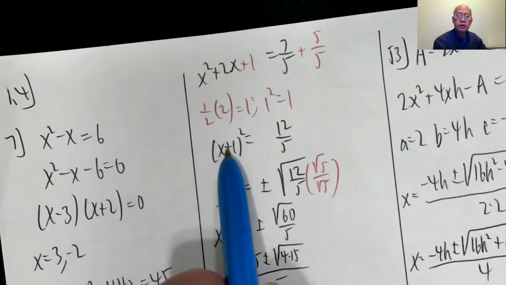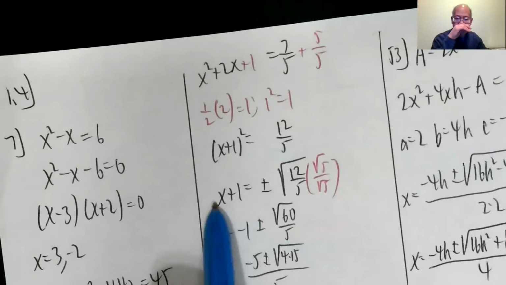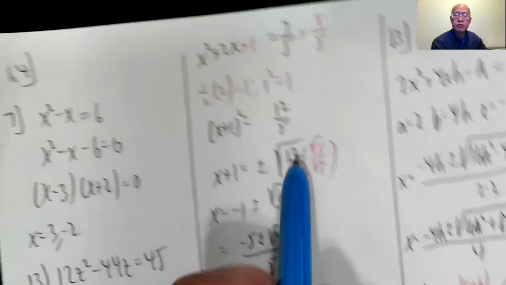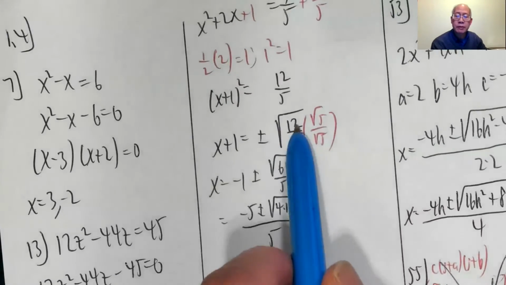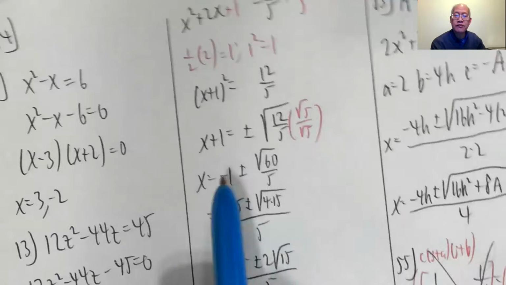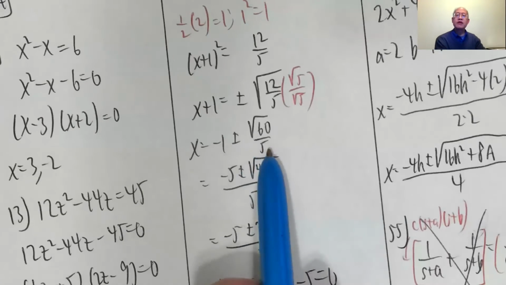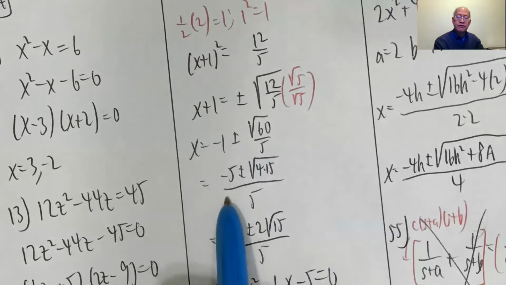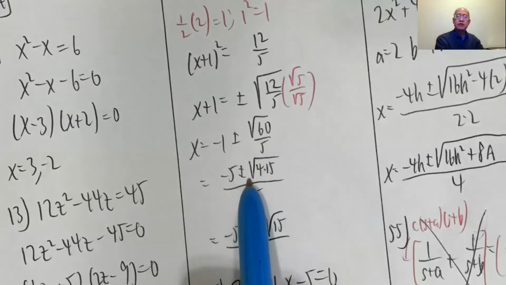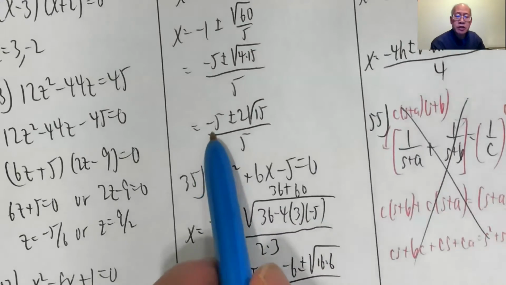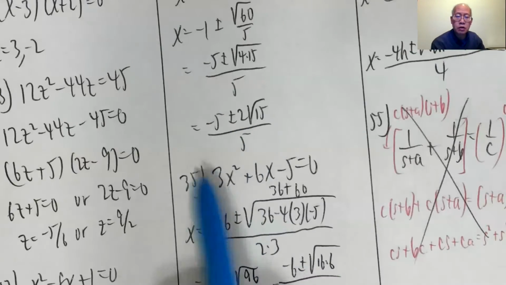This factors into (x plus 1) squared. Then square root property. Square root, plus or minus the square root of 12 over 5. Rationalize the denominator, multiply top and bottom by radical 5. So subtract 1, x is negative 1 plus or minus radical 60 over 5. Negative 1 is negative 5 over 5. 60 is 4 times 15. Take out the 4. So the final answer is negative 5 plus or minus 2 radical 15, all over 5.